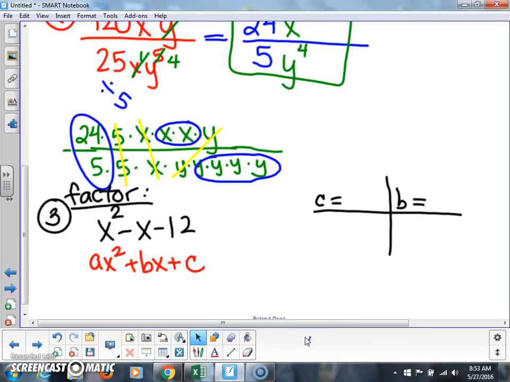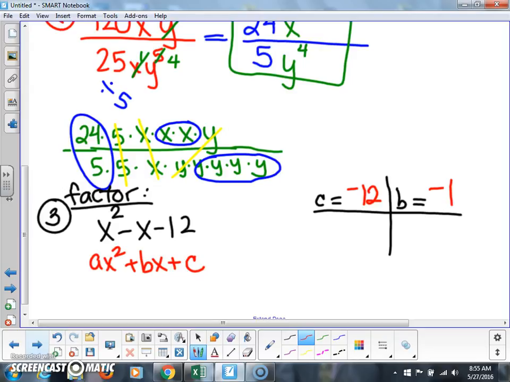Those of you watching at home, pause it, and then come back to class. What is the value of C? Negative 12. Exactly. Very good. What is the value of B? Negative 1. Okay, so you're going to have to start with your factors of negative 12.